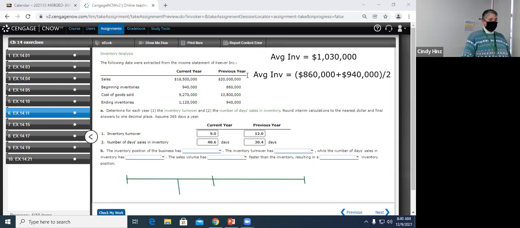So, two calculations that we just looked at. From the time we buy the inventory, so I'm going to label this buy, until we sell the inventory is what we just calculated, that number of days sales in inventory. So for our example here, for the previous year, we could say that was 30.4.